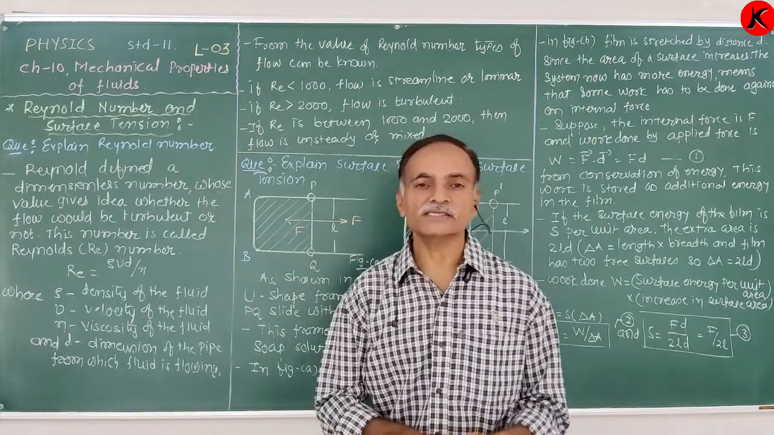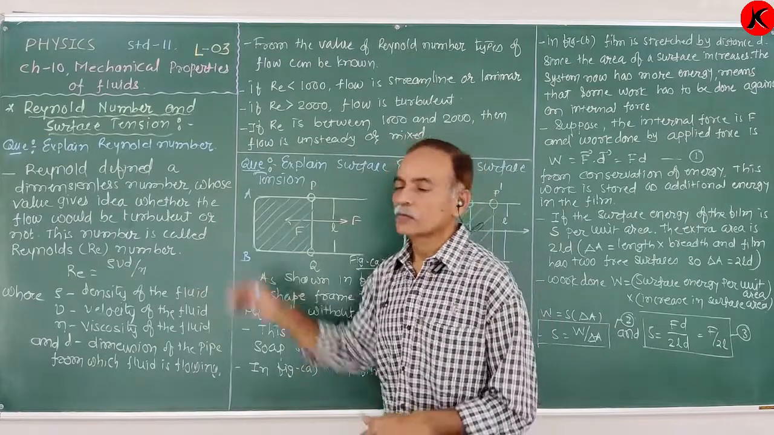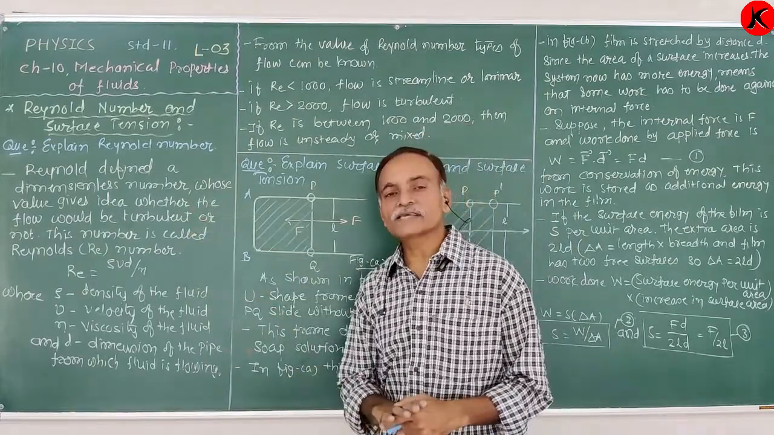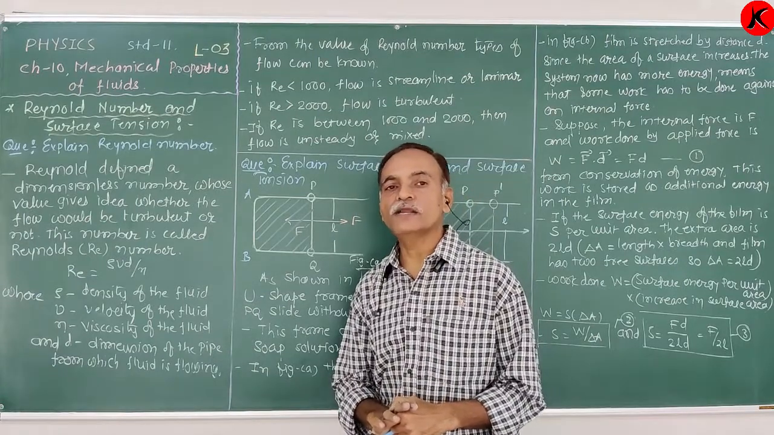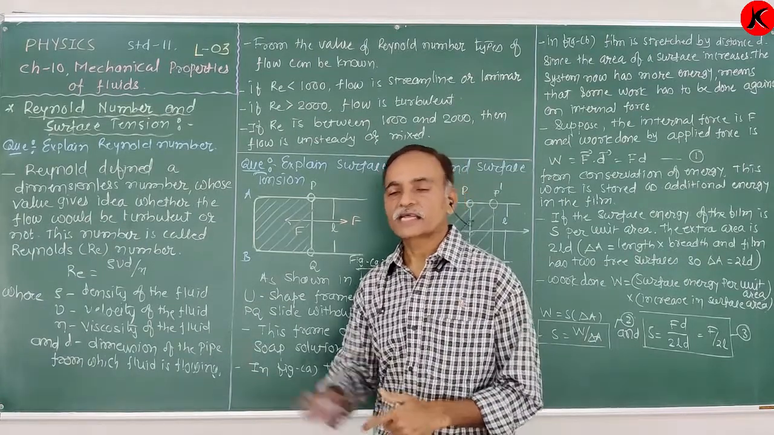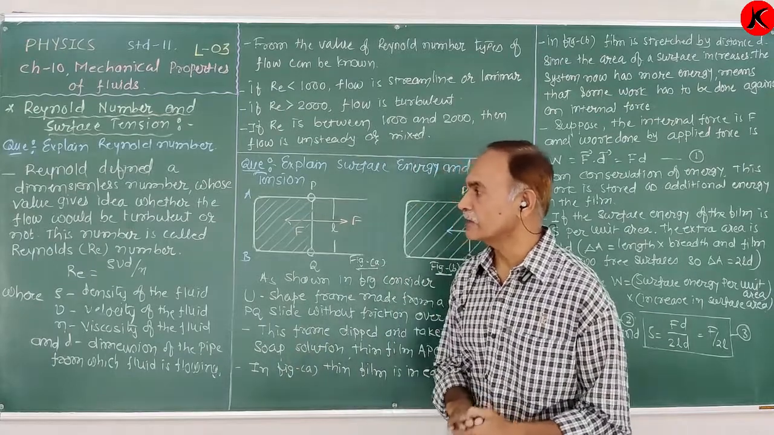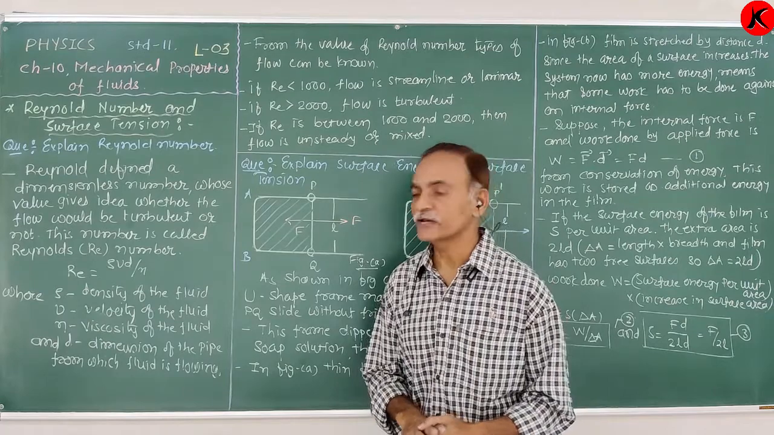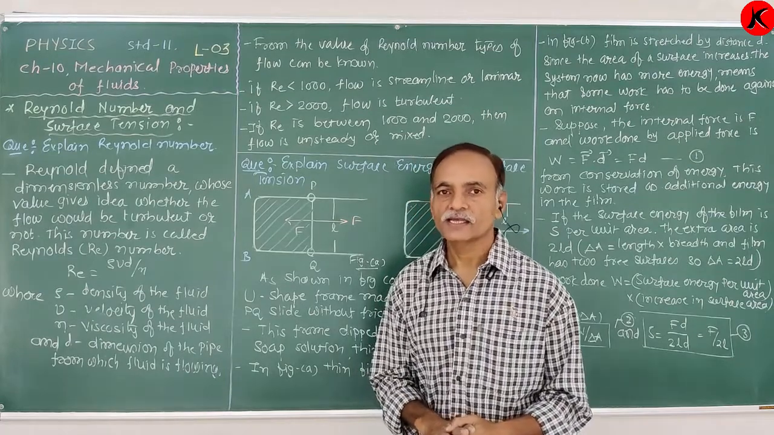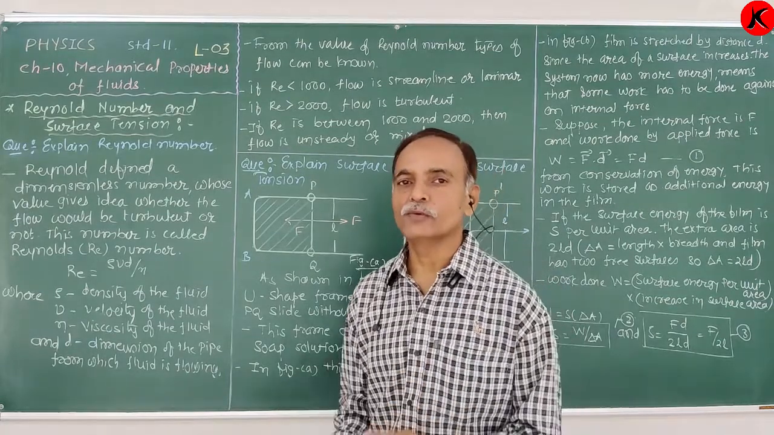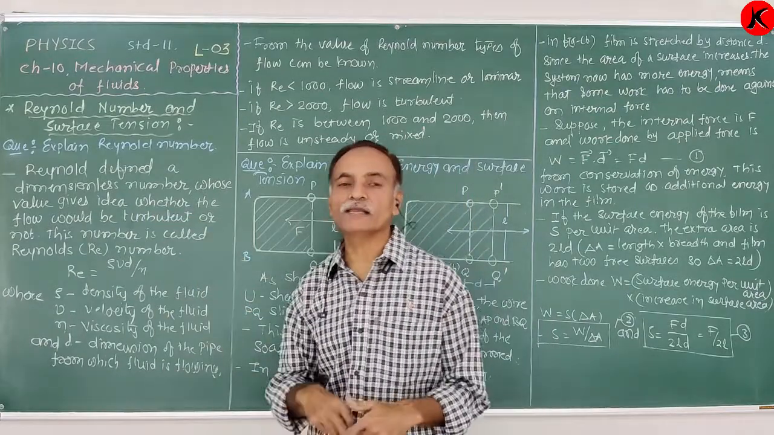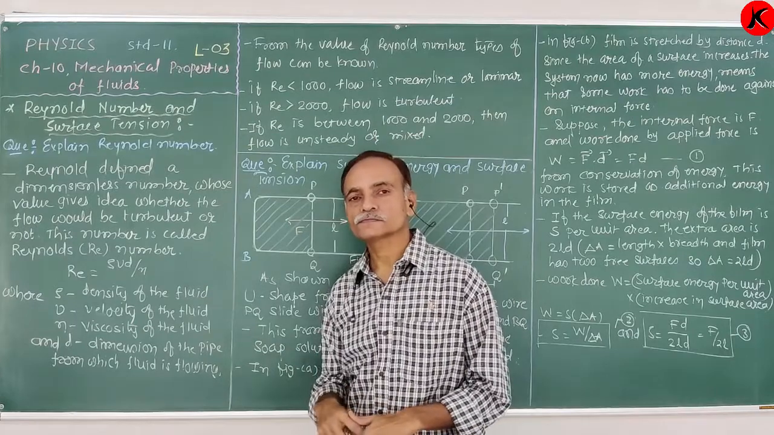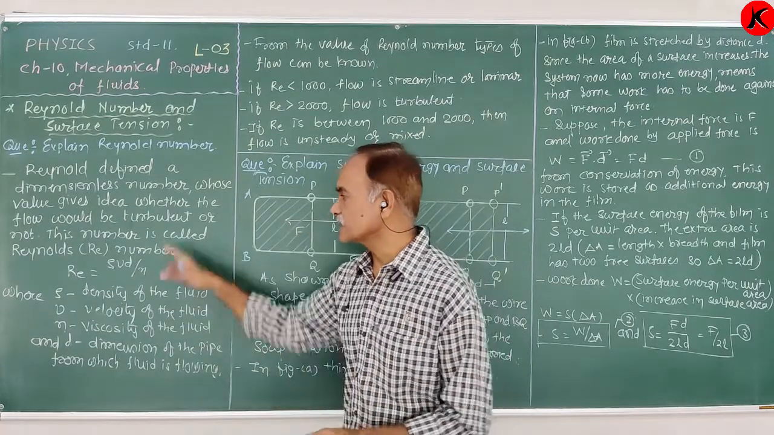Reynolds defined a dimensionless number whose value gives an idea whether the flow is turbulent or not. And this number is known as the Reynolds number, denoted by RE. RE is a numerical value. On the basis of this numerical value, we can judge the type of flow.